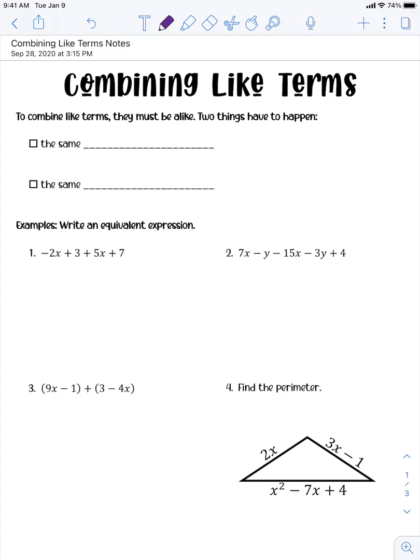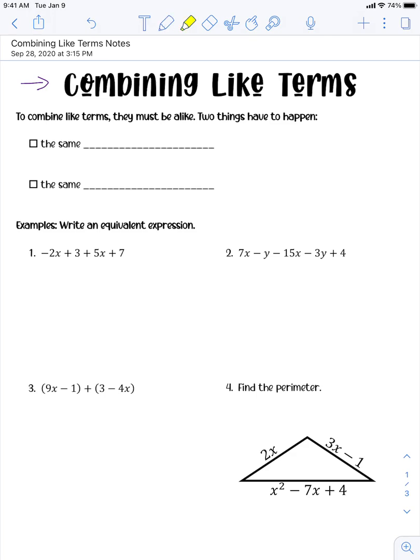Today we're going to be talking about combining like terms. If you are following along with the note sheet, you're going to fill it out exactly as I do. If you are writing this in your notebook, you need to make sure you title it Combining Like Terms, and you write down everything that is written down.